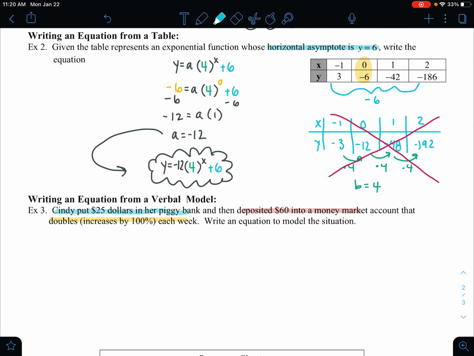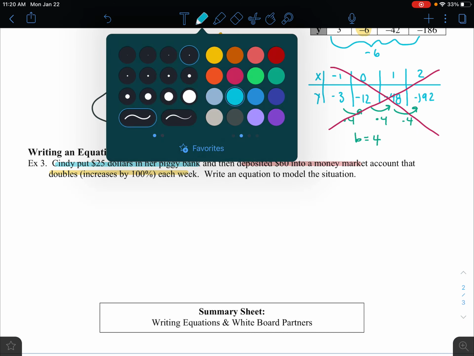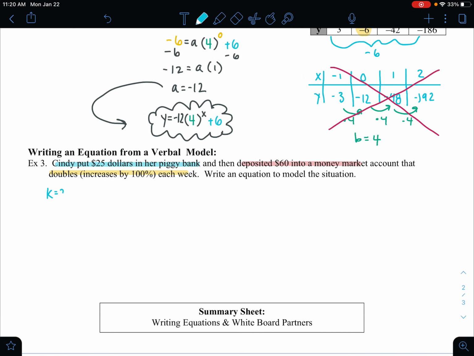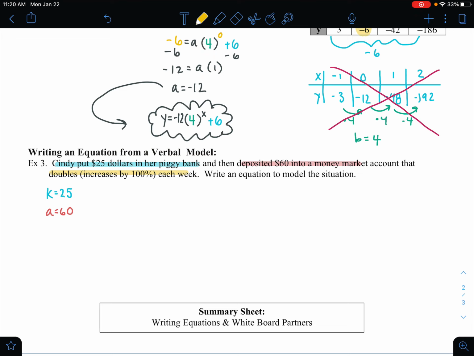So the money that Cindy put in her piggy bank is not going to change. So our K value is going to be 25. The money deposited in the money market is going to change, and it's actually doubling. So our A value will be 60. We know it's increasing, so 1 plus R. And to find your R, you take your percent divided by 100, which is 1.